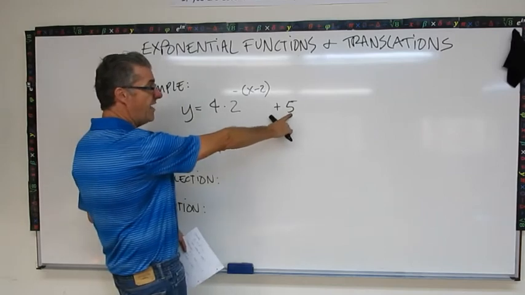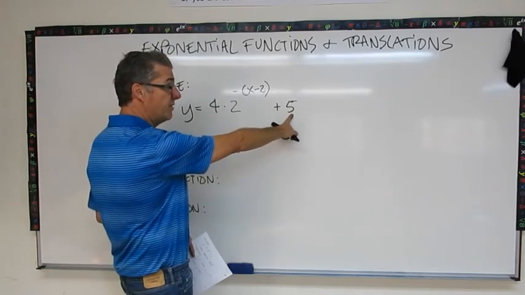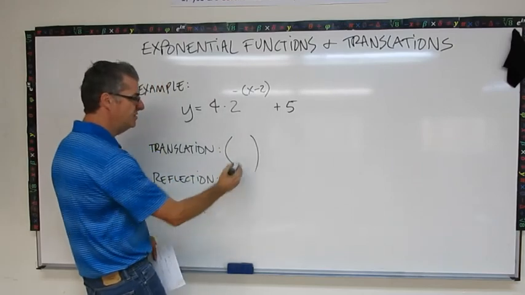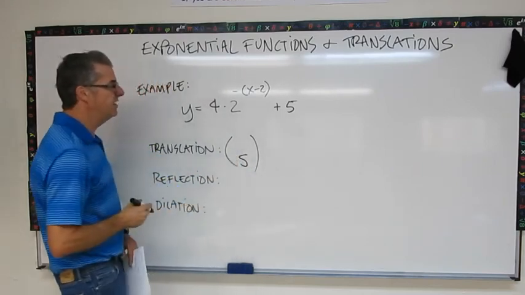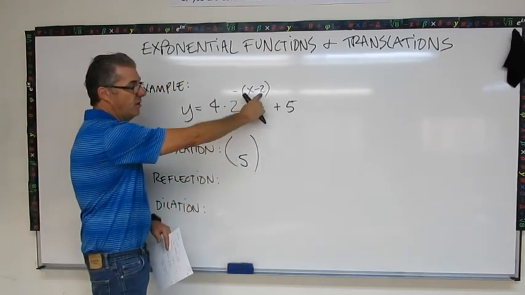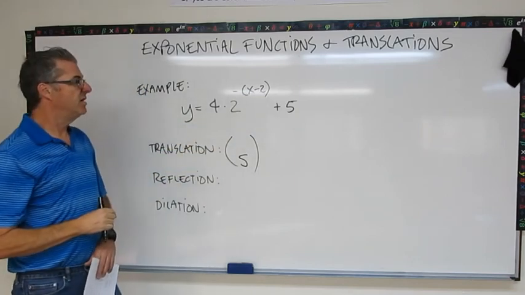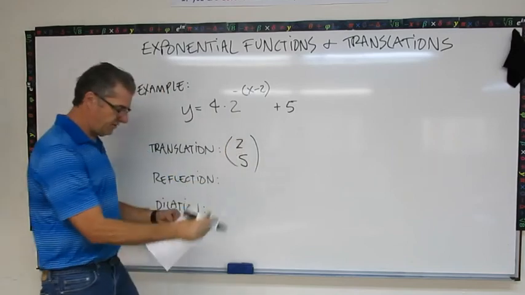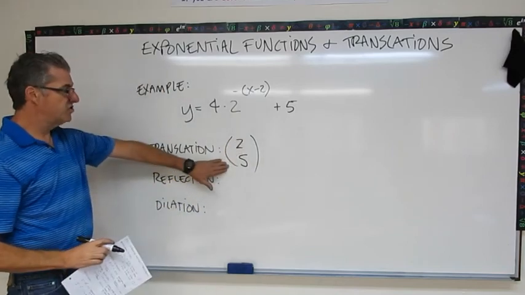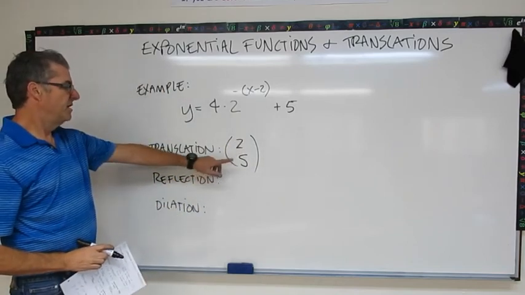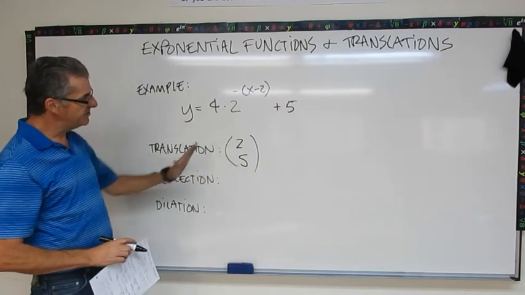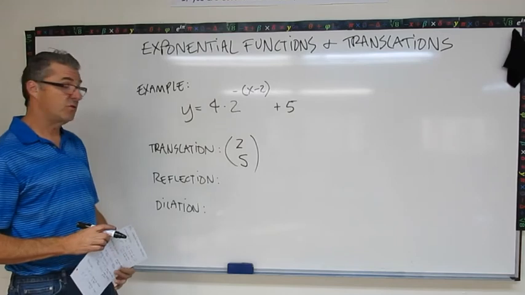Our 5 out here is our y direction. That's the vertical part of the slide. So I'm going to use my notation. And now the one in the exponent is the horizontal part. So we've got a -2. That means we change the sign and we put that there. So that's our translation: 2 in the x, 5 in the y. So it's moving it in a positive direction out into the first quadrant.